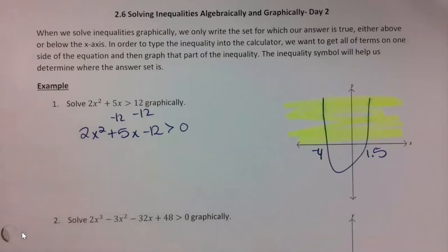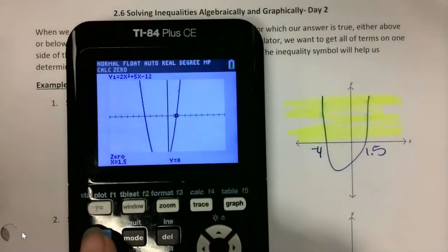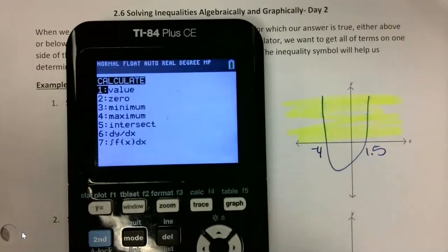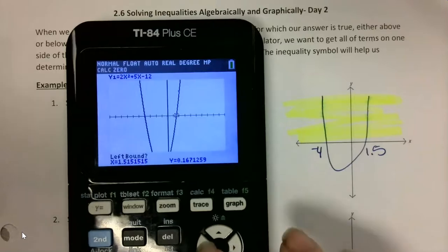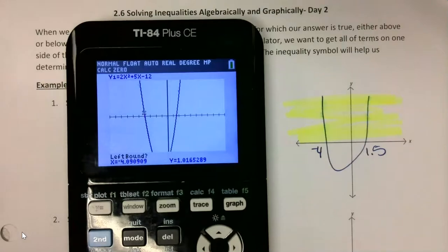On the calculator? I think you meant highlighting this, and I'm like, oh no. Yeah, I can show the calculator. So I want to go second trace. Choice 2 is 0. And then if I'm doing the first one on the left side, anytime I'm finding my 0, I want to be on the left side of the 0. I press enter. I cross the x-axis. I press enter twice, and then it gives me my 0.